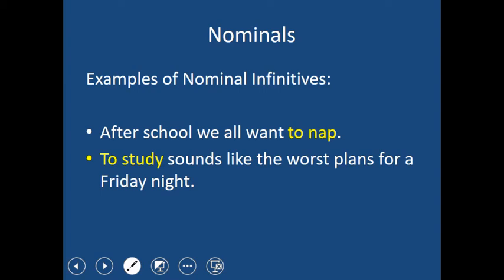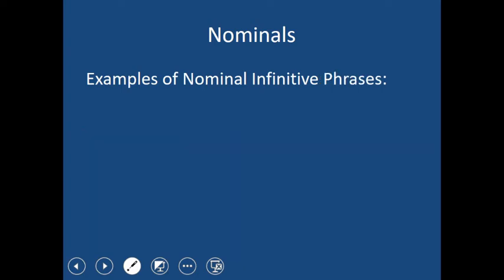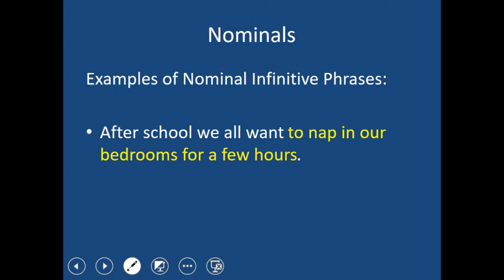Now, an infinitive can be all by itself, just to plus the verb. But just like a gerund can be by itself, a gerund can also be a gerund phrase. So all verbals can be verbal phrases. So the infinitive can also be an infinitive phrase. Look at the other examples I posted for you. I could say, after school, we all want to nap in our bedrooms for a few hours.